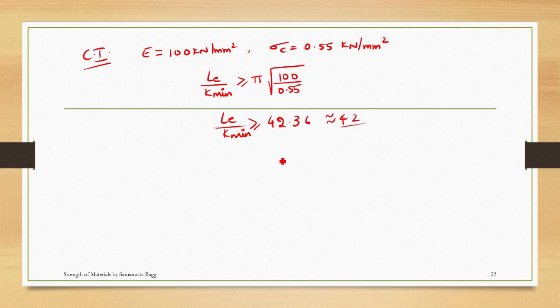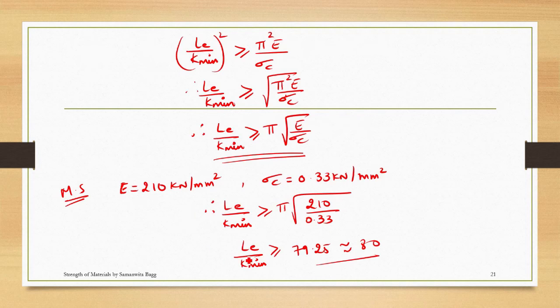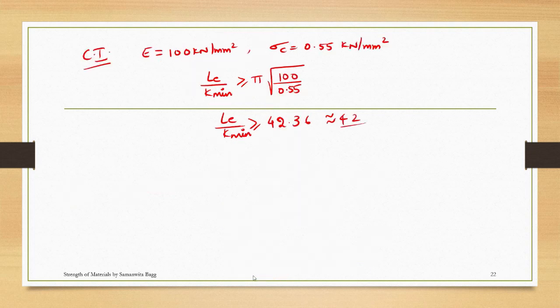Now what do these two values mean? This shows that Euler's formula will be valid for mild steel when this value of LE by K min, that is lambda, is greater than or equal to 80, and for cast iron when this value of lambda is again greater than or equal to 42, then you can apply Euler's formula. You can say that when the slenderness ratio is more than 42 for cast iron, my column is long and this can now be used for designing the critical load such that my column doesn't buckle.